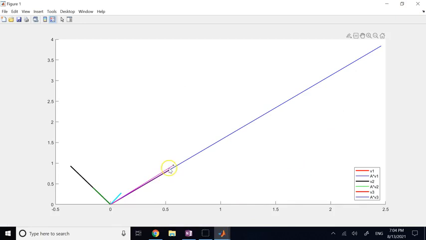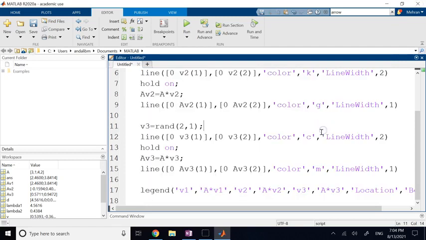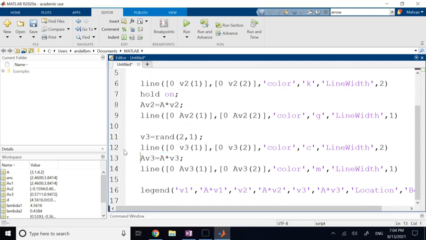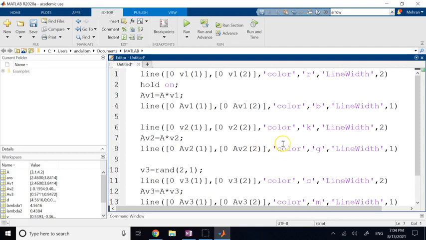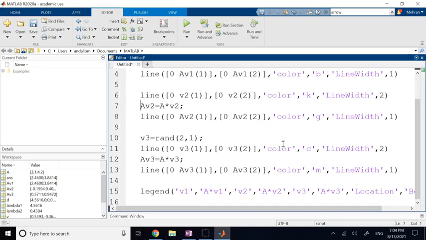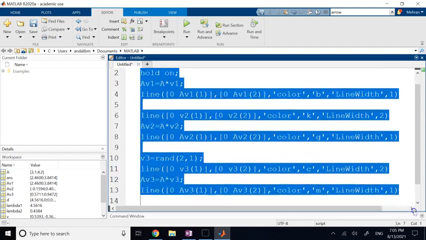Now if you look clearly, there's something wrong about the colors. V3, that's good. AV3 is good as well. Let's make sure. Red, blue, isn't everything good? Let's do it one more time.